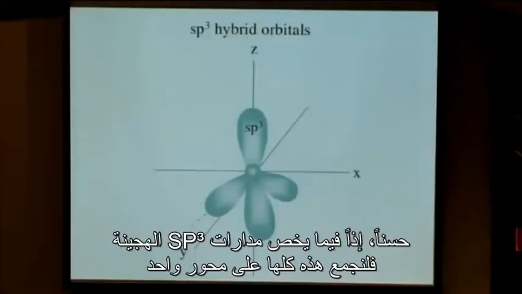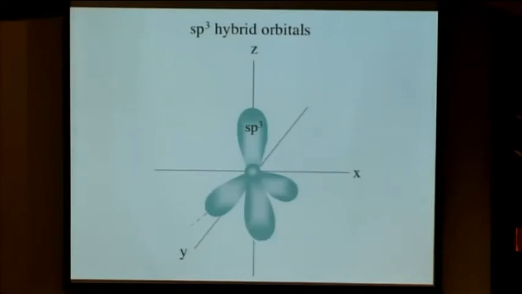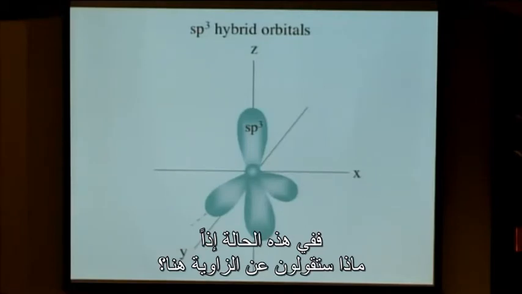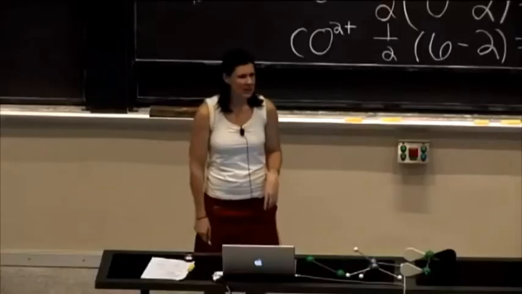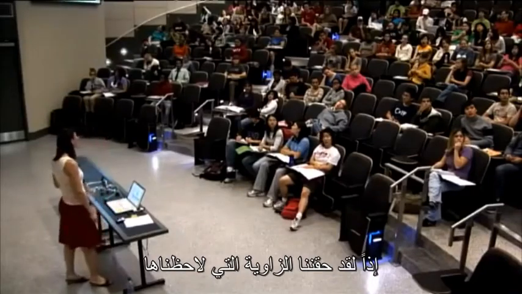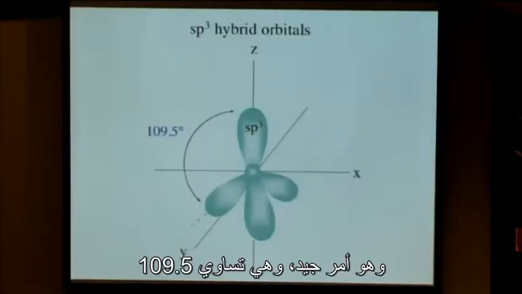All right, so in terms of sp3 hybrid orbitals, let's combine all 4 together on one axis, because this is what's going to happen in an sp3 carbon atom. So in this case, what would you say that the angle is here? Right, great. So we've achieved the angle that we observed, which is 109.5.